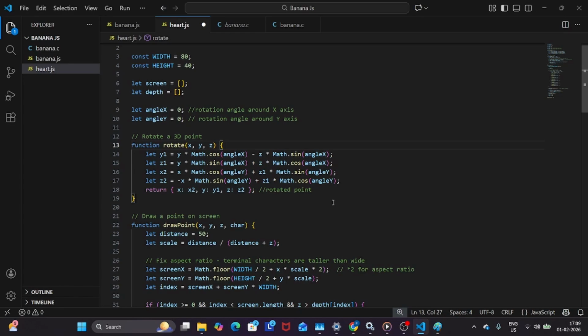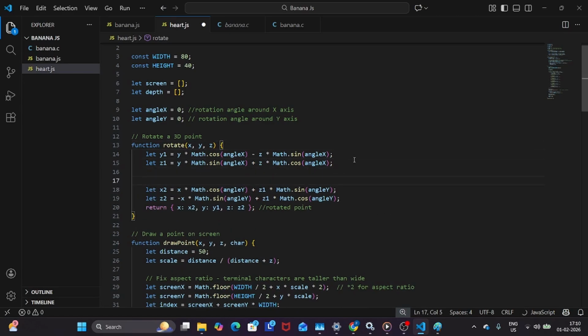This function will calculate the new position after rotation. Each sticker must rotate to make the cube spin, and it is using math, cos and sin, for doing that. So now understand this more. Rotation around the x-axis, in which just y and z will change, and rotation around the y-axis, in which z and x will change.